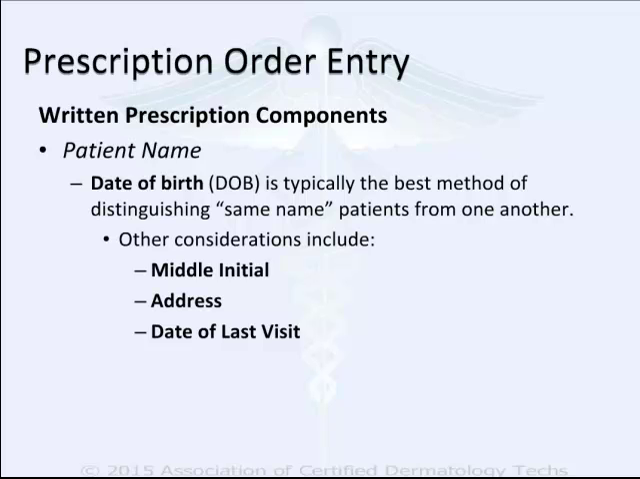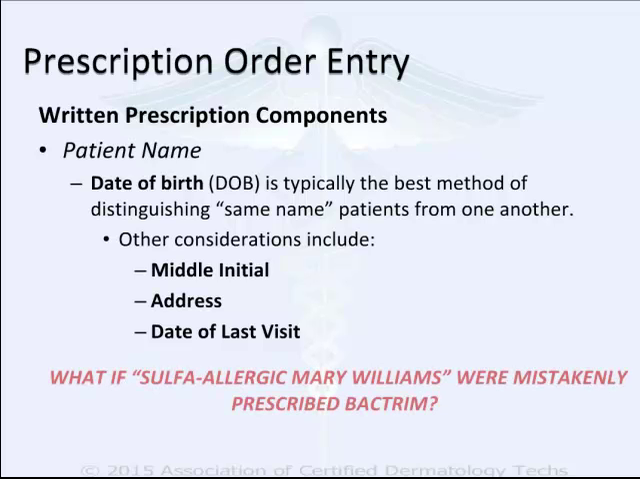Consider this scenario. What if you accidentally pull up the chart for one of the Mary Williams who isn't allergic to sulfa antibiotics, but the patient who is now calling and asking to switch antibiotics is a different Mary Williams, one who is allergic to sulfas? If you've selected the wrong patient from the options, you're not going to see the correct allergy list, nor will you receive a warning from the EMR, advising you to avoid prescribing this class of antibiotic.